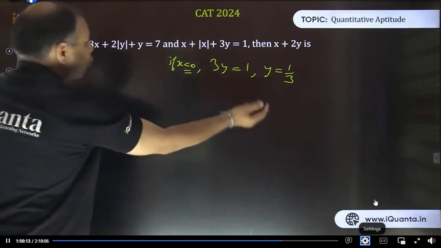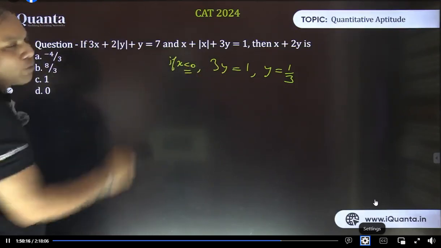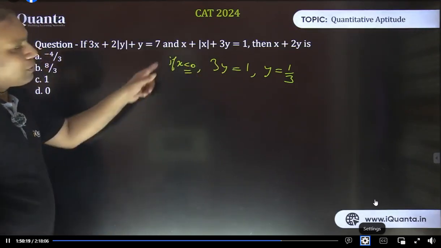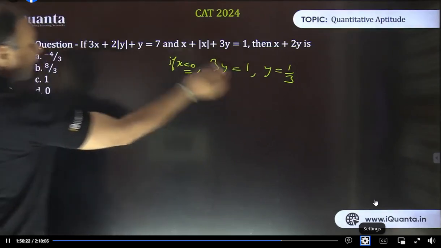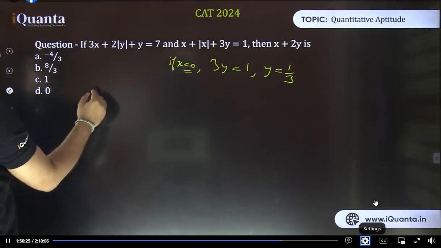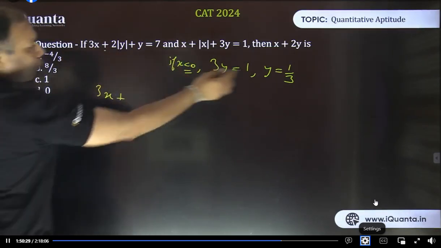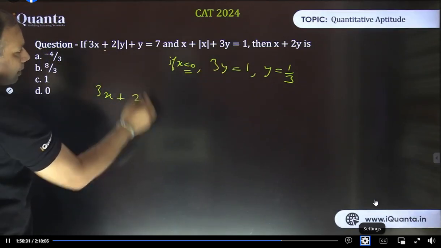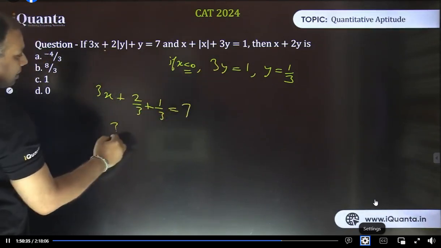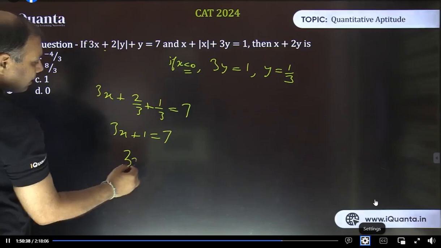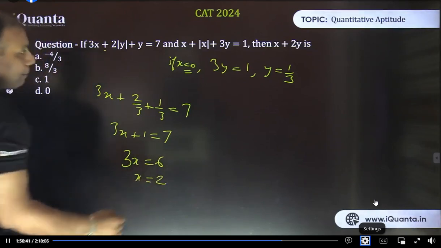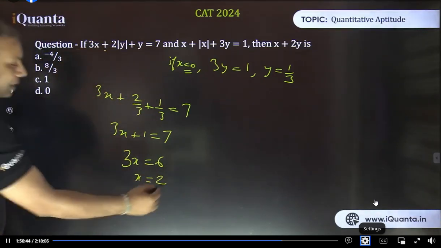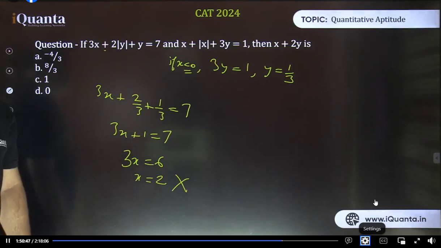Okay. Now putting y equal to 1 by 3 in this equation, I want to check whether x comes out to be negative or not. That would make it clear. Okay? So by putting 1 by 3 here as the value of y, let's see. 3x plus 2 times mod of y, which is 1 by 3. So 2 by 3 plus y 1 by 3 equals 7, which means 3x plus 1 equals 7. 3x equals 6, x comes out to be 2. But we assumed x to be negative. So this case is not possible. Confirm? This case is not possible.